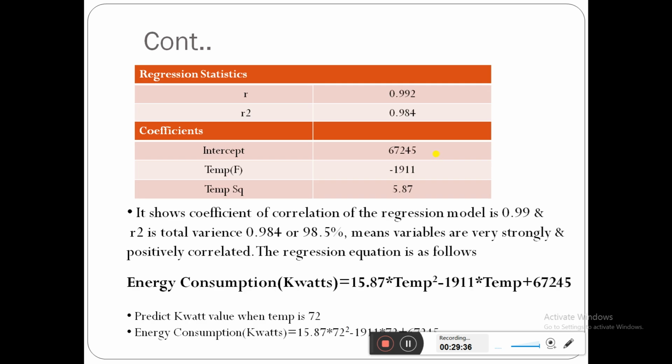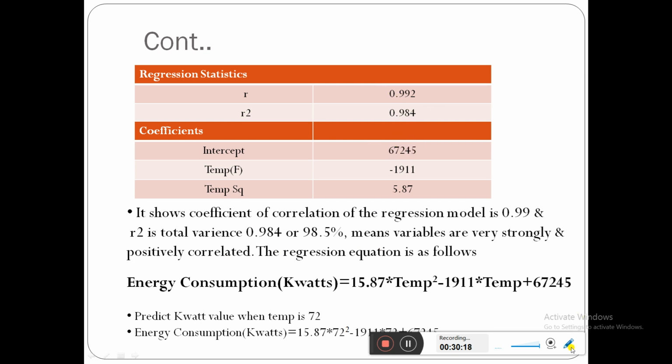Now we are going to find the R. R is 0.992 and the R square is 0.984. Based on this, we are going to find the other things. The correlation coefficient of the regression model is 0.99 and the total variance is 0.9844. This means that both are very strongly and positively correlated with each other. The R square shows that both variables are strongly and positively correlated, so now we can add that into the equation.